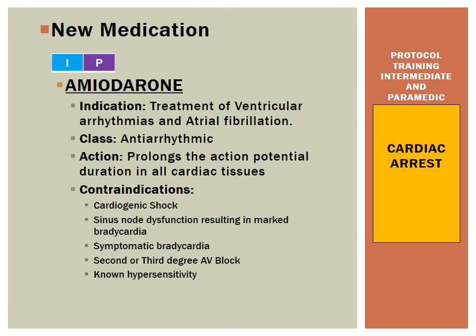Okay, so what is amiodarone? It is an antiarrhythmic. It's indicated in treatment of ventricular arrhythmias and atrial fibrillation. Its action is that it prolongs the action potential duration in all cardiac tissue.